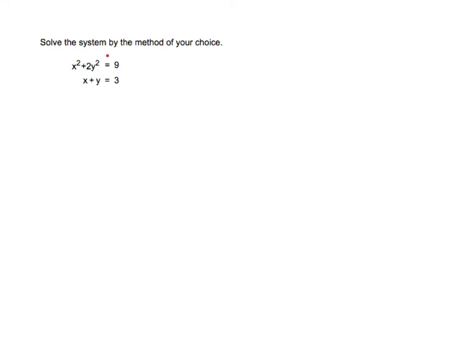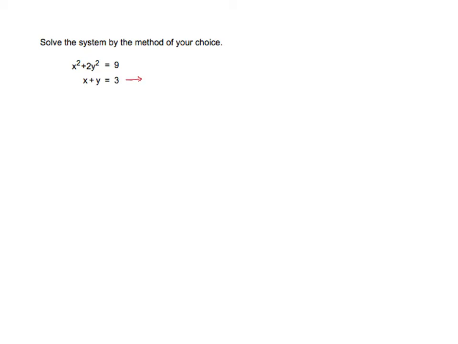To solve this system of nonlinear equations, I think I'm going to use the substitution approach. So I'm looking at the second equation. I can solve it for either x or y and put that information into the first equation. I think I'm going to solve it for x, just because I see this 2 in front of the y squared. I don't think that's extremely important, but it's just the first thing that jumps out at me.